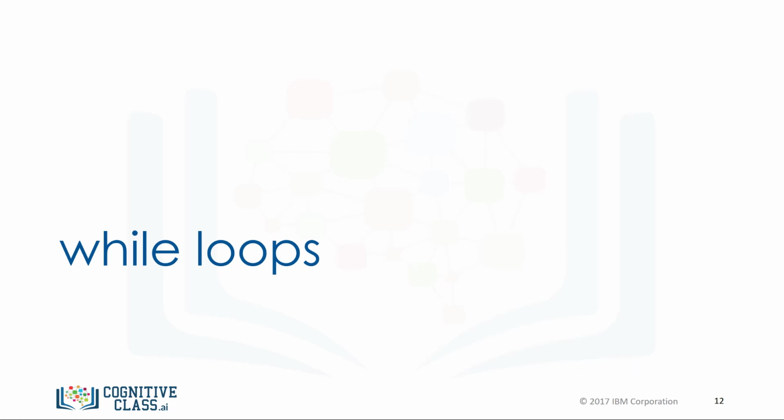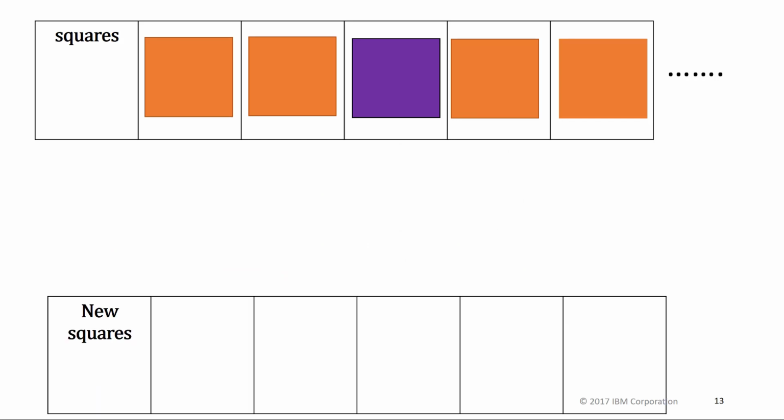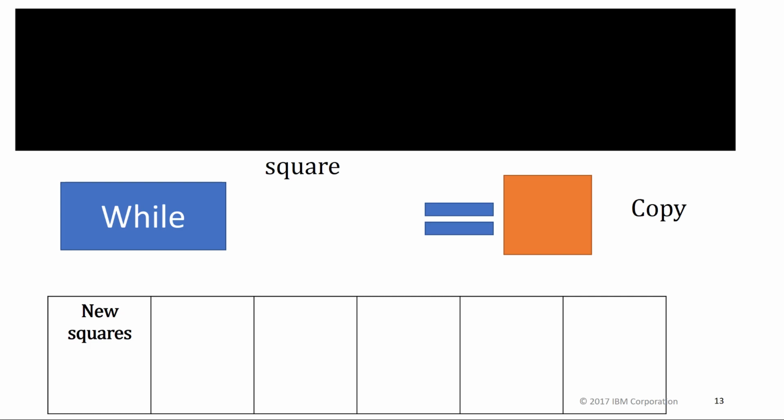While loops are similar to for loops, but instead of executing a statement a set number of times, a while loop will only run if a condition is met. Let's say we would like to copy all the orange squares from the list squares to the list new squares, but we would like to stop if we encounter a non-orange square. We don't know the value of the squares beforehand. We would simply continue the process while the square is orange, or see if the square equals orange. If not, we would stop.